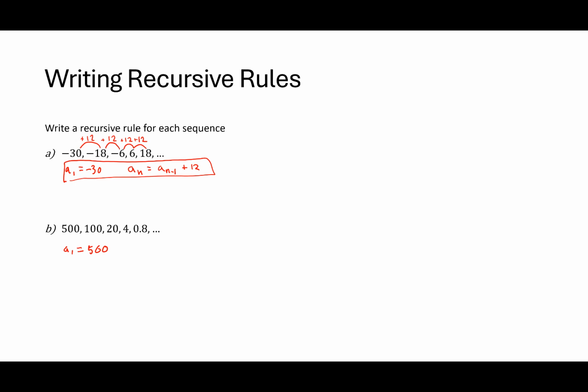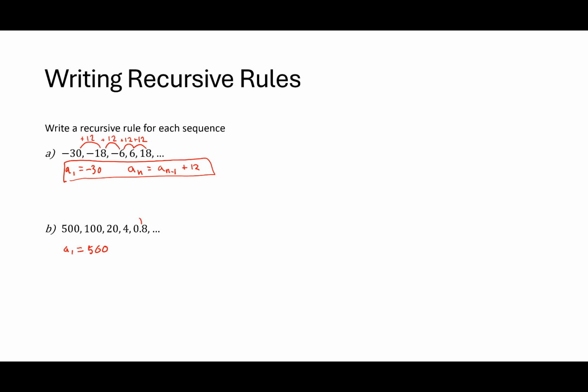And there's our recursive equation in full. All right, so let's try that over here. 0.8 minus a 4 is going to be negative 3.2. 4 minus a 20 is negative 16. I'm not getting consistent numbers from that. So I'm going to bag that idea.